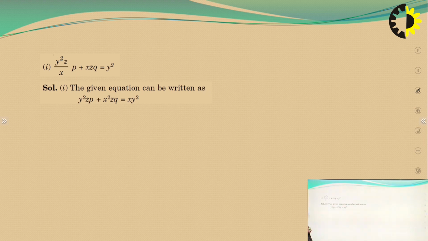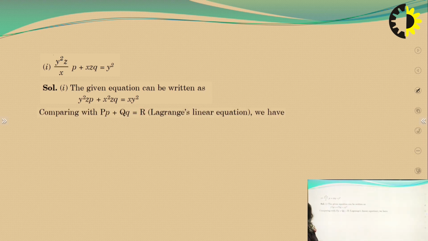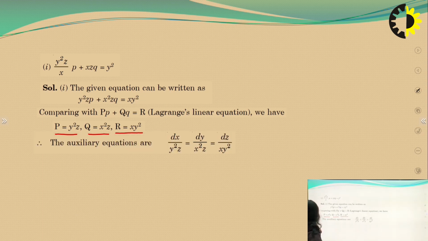So for this equation, I get capital P as y square z, capital Q as x square z, and R as xy square. Therefore, the auxiliary equation becomes dx upon P is equal to dy upon Q equal to dz upon R. So I substitute the values of P, Q and R to get these auxiliary equations.